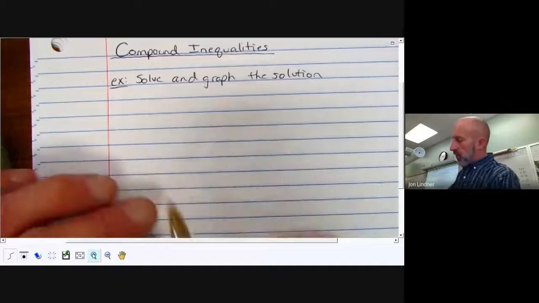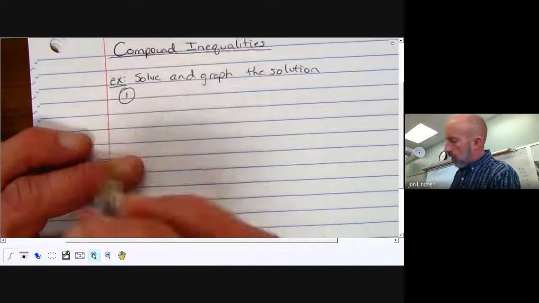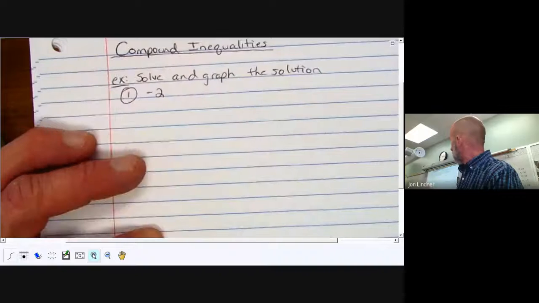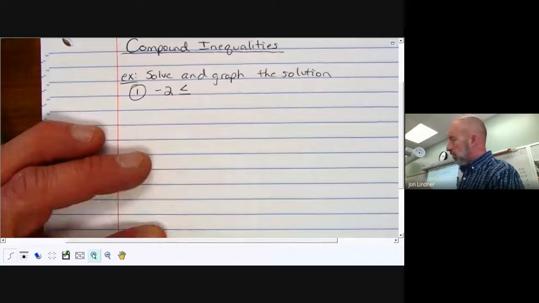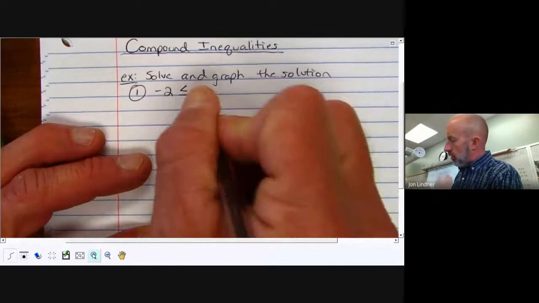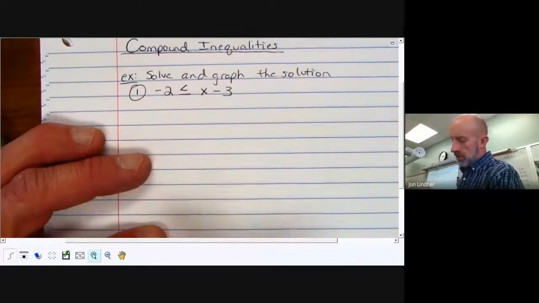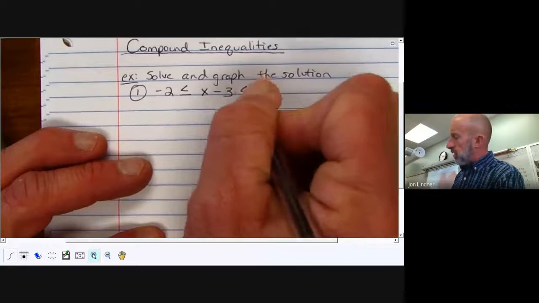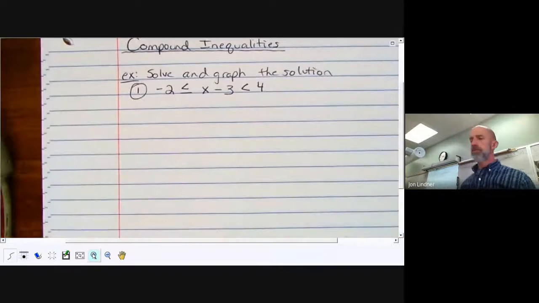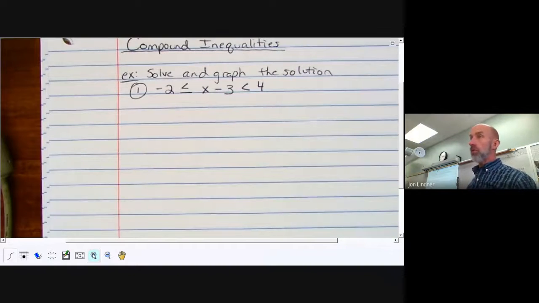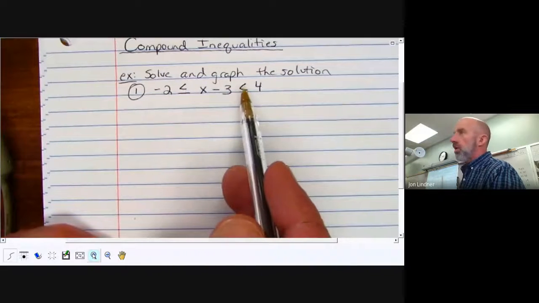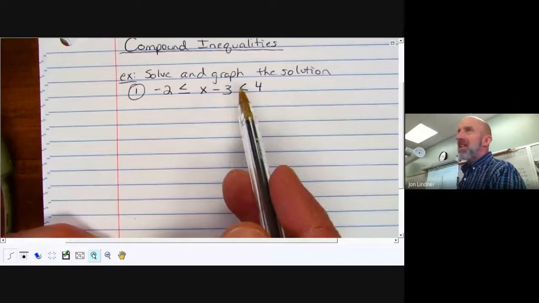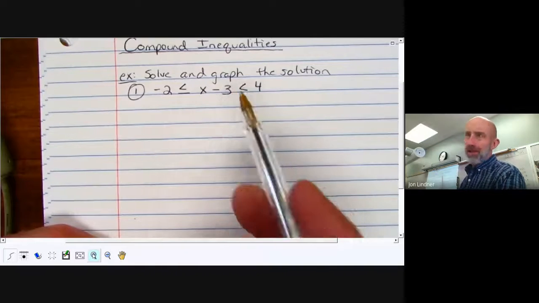So let's say that we have this problem. -2 is less than or equal to x minus 3, which is less than 4. And now you can see why it's called a compound inequality, because there are two inequality symbols. That doesn't make this any harder. It just means we might have to think a little bit more.